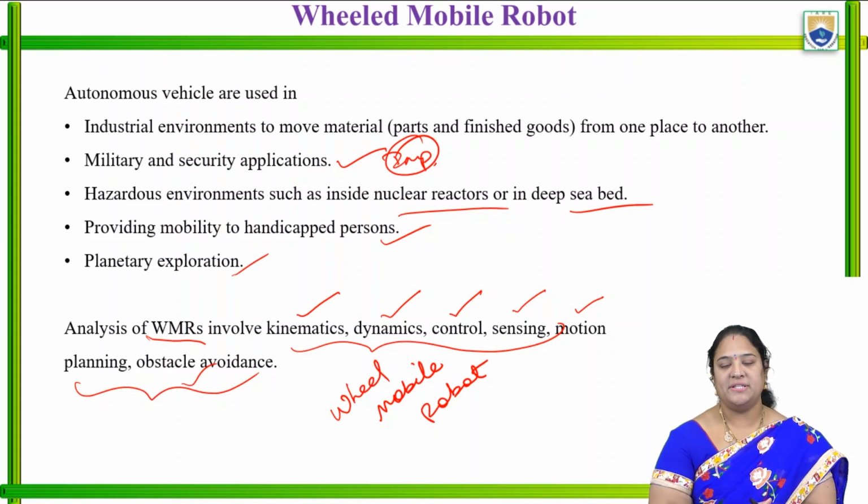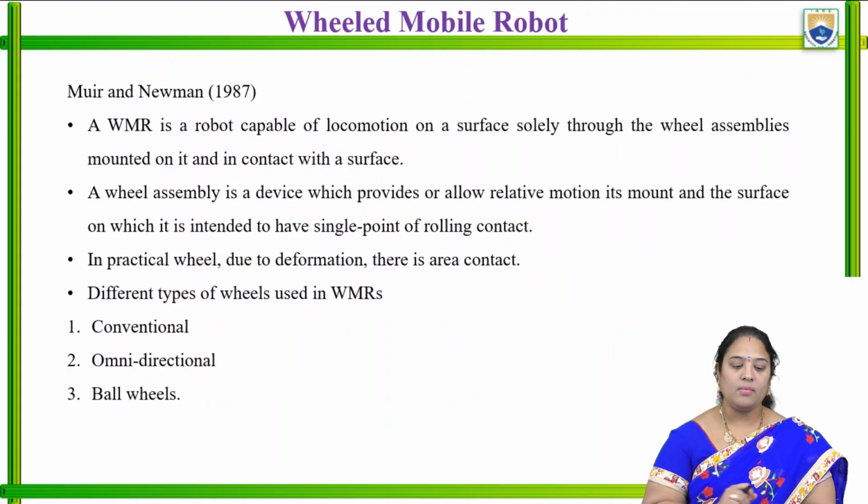Because when a robot does not have control over itself, what happens? It causes damage or harms other people in its surroundings. So we should have control on the robot, and the robot should sense what is coming ahead or what is coming below. That is, it should avoid the obstacles around it, right? As well as it should have dynamic and kinematic motion in order to move from one place to the other. So considering all these constraints, we need to manufacture a wheeled mobile robot, right?